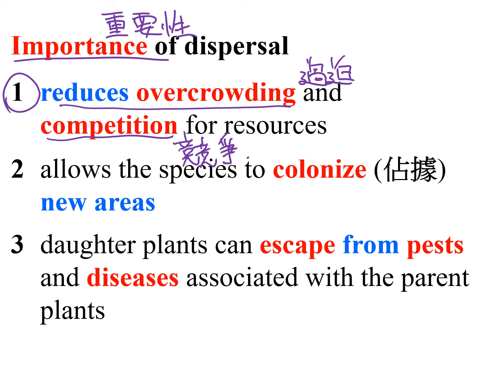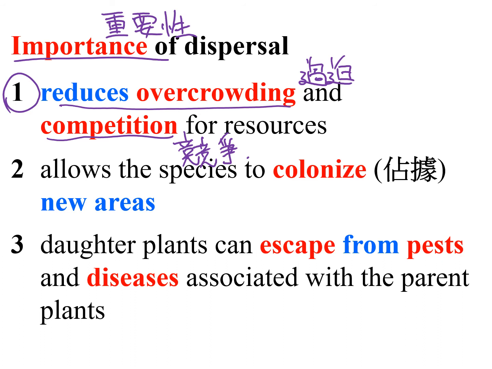So imagine you are the fruit, you are the seed. Do you want to always stay nearby your parents and live for the rest of your life? Of course not, because if you live in the same house, what happens? You will be too crowded. Overcrowding. You will be fighting for the same resources. For the plants, they fight for the light, they fight for the water, they fight for the space.